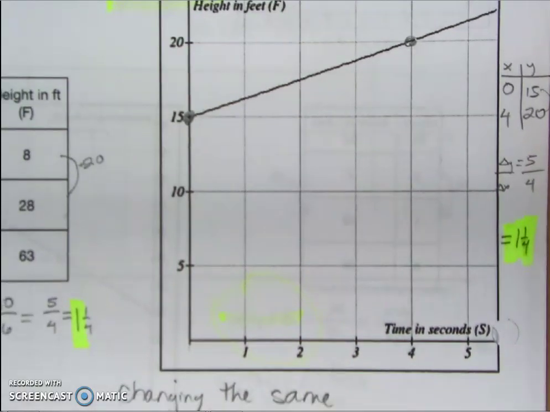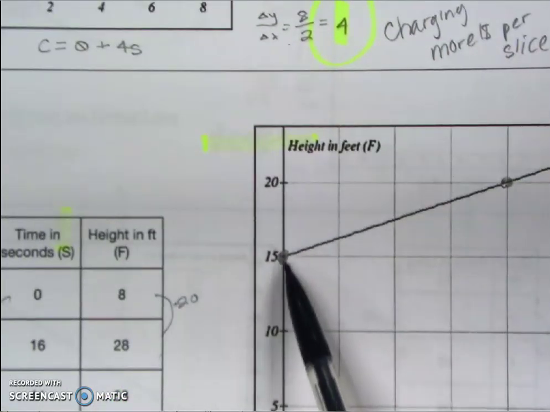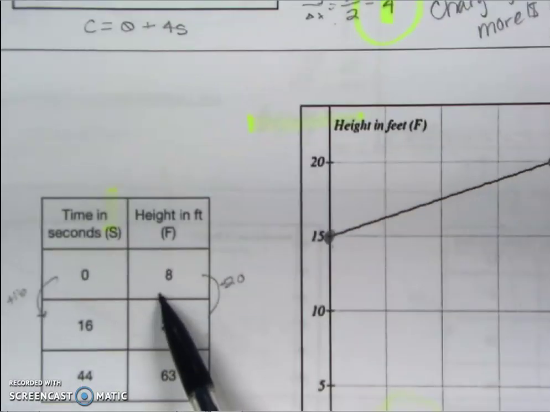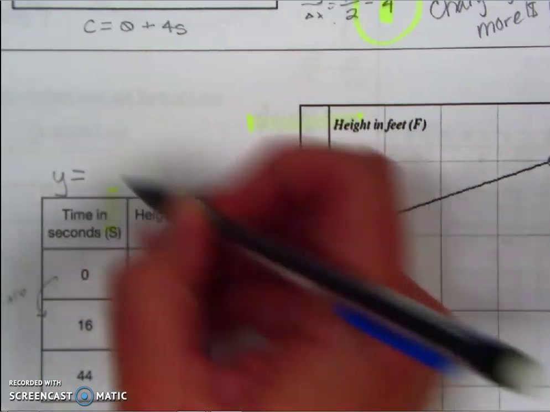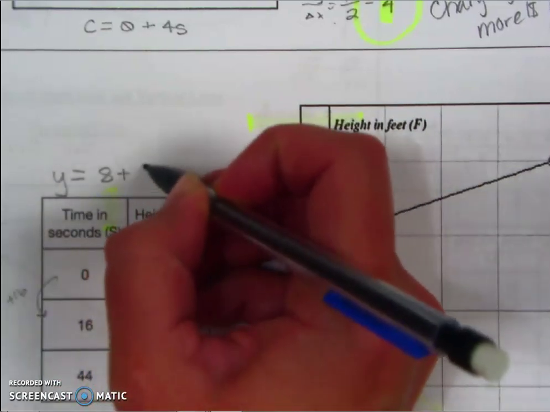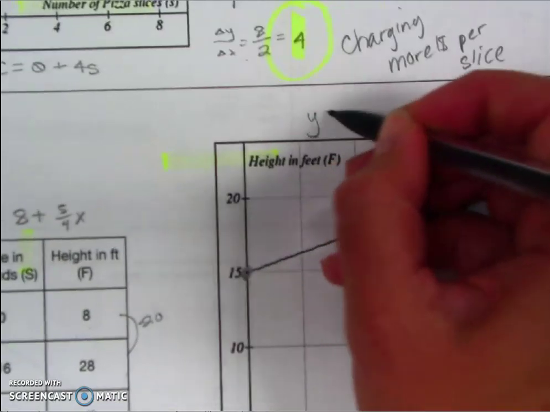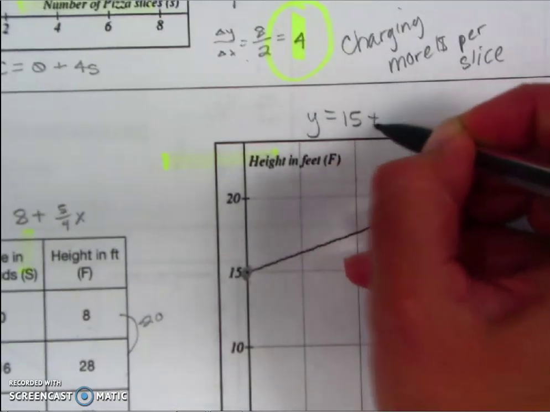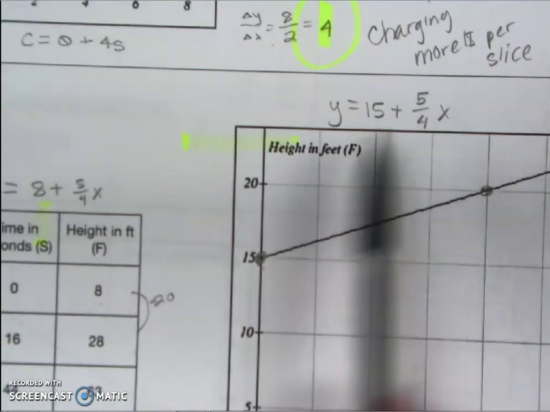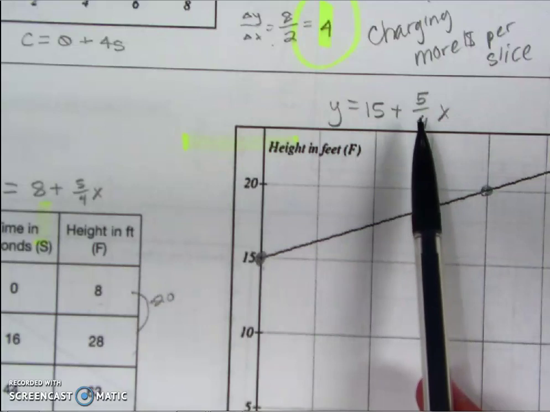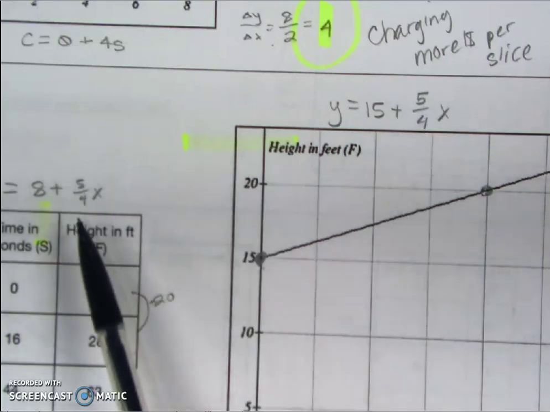So what's the difference between them? Well, if we were to write their equations, this one started at 15, this one started at 8. And so for this equation, we would write y equals 8 plus 5/4 x. In this one, we would have y equals 15 as the starting point plus 5/4 x. And so we see their change is the same. It's going up 5 feet every 4 seconds.